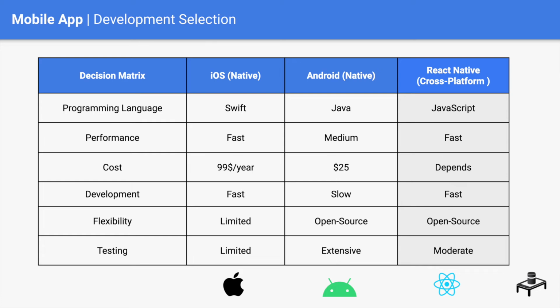So we found a third option that combines the best of iOS and Android, which is React Native, which is open source, is fast to develop on, and has moderate costs when it comes to development. This results in cheaper development costs and flexibility to develop on any platform.